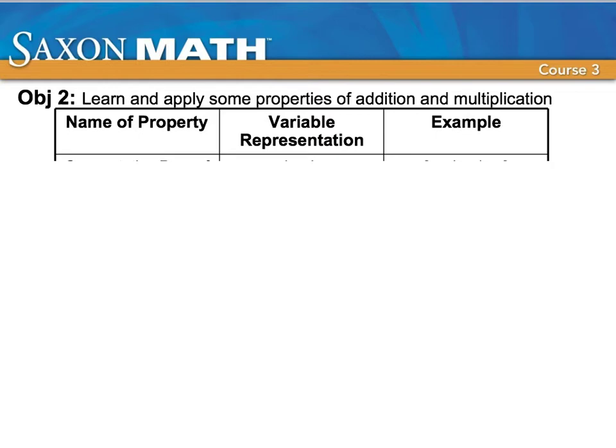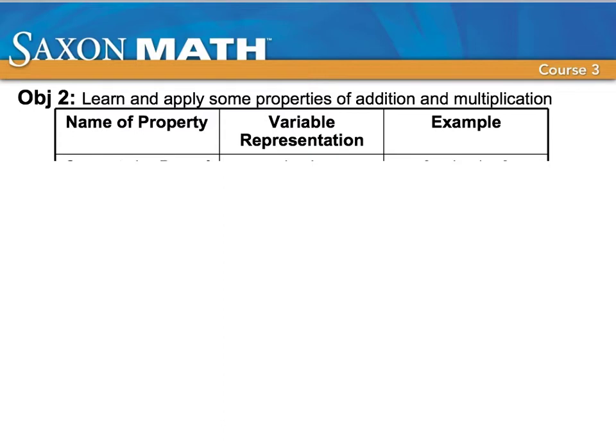So we're going to make a table again. You're going to need 3 different columns. We've got the name of the property. We're going to come up with a variable representation. Remember, our definition of a variable was a letter that can represent any number. And then we'll give you an example of the property.